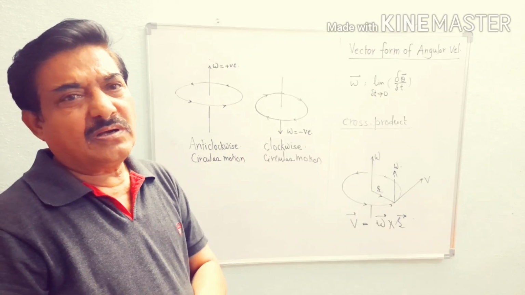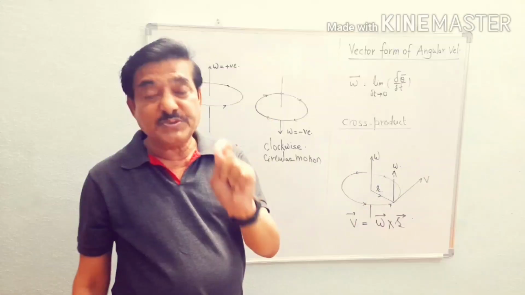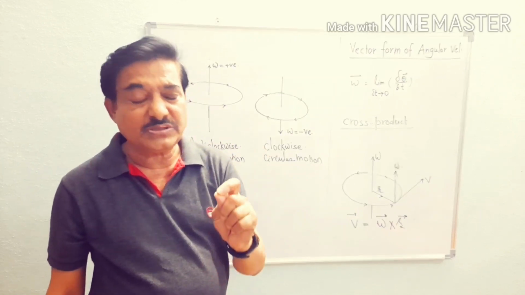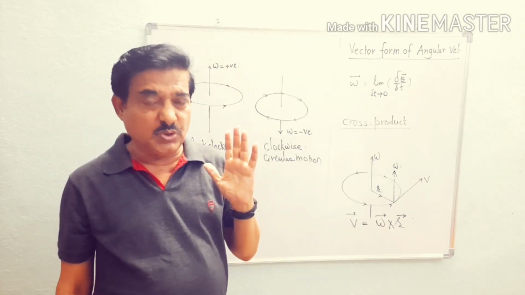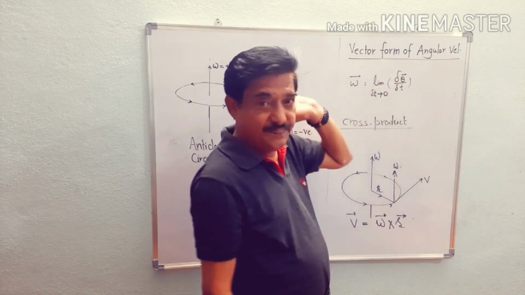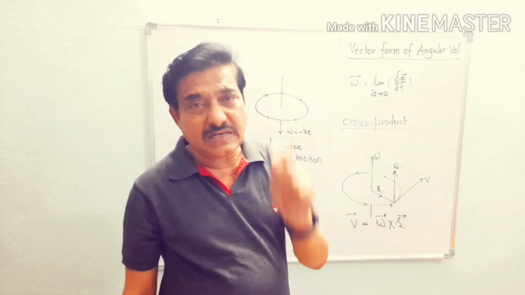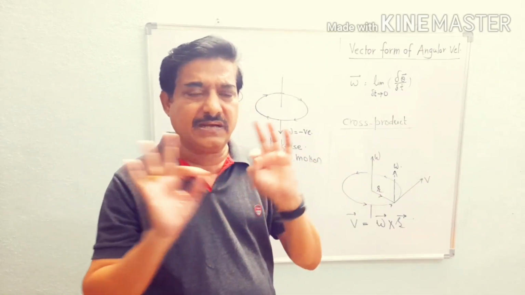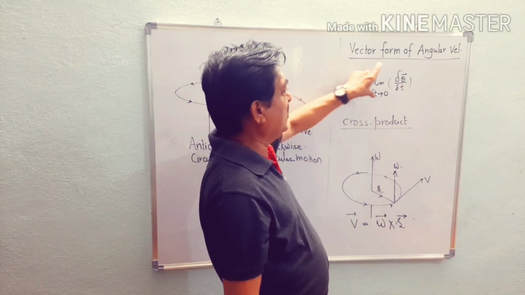Vector product, or vector form of the angular velocity. The vector form of the angular velocity always comes with a limit. It means we are defining this angular velocity for a small interval of time, and that small interval of time tends to 0. So angular velocity omega is equal to limit delta t tends to 0 of d theta by dt. This d theta is the small angular displacement in which the arc AB and chord AB are exactly equal. So this is the vector form of angular velocity.